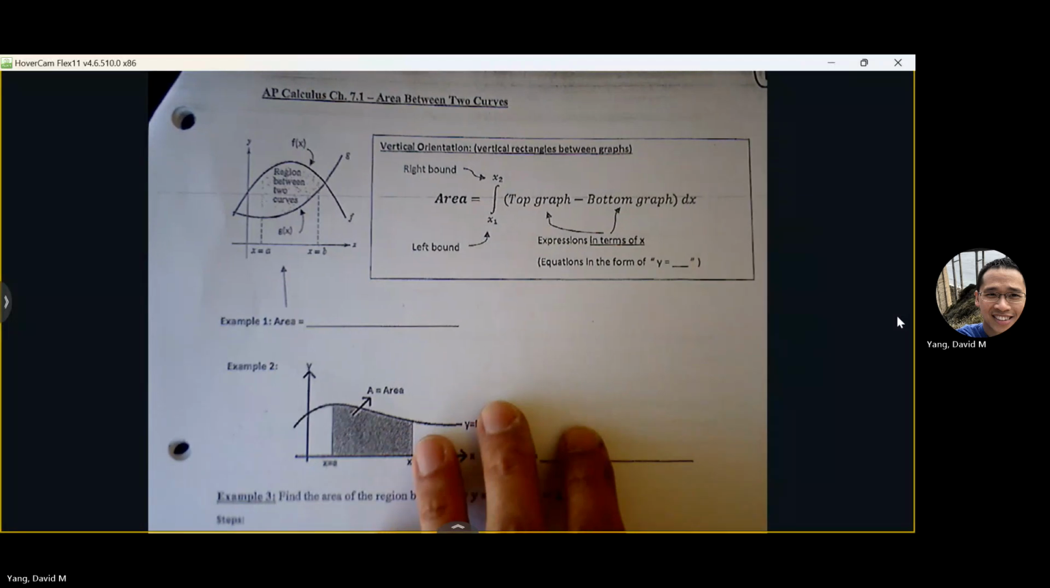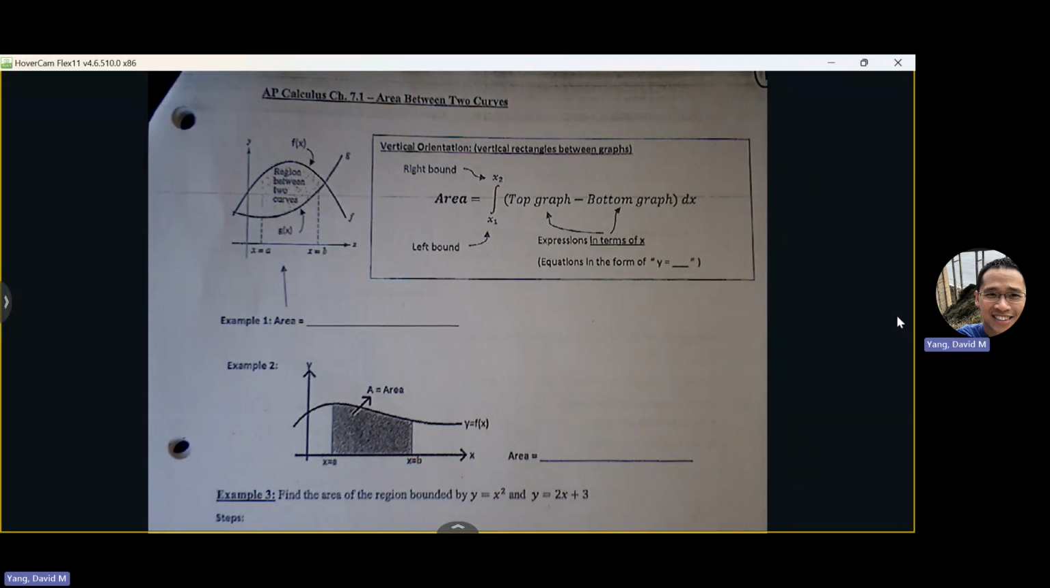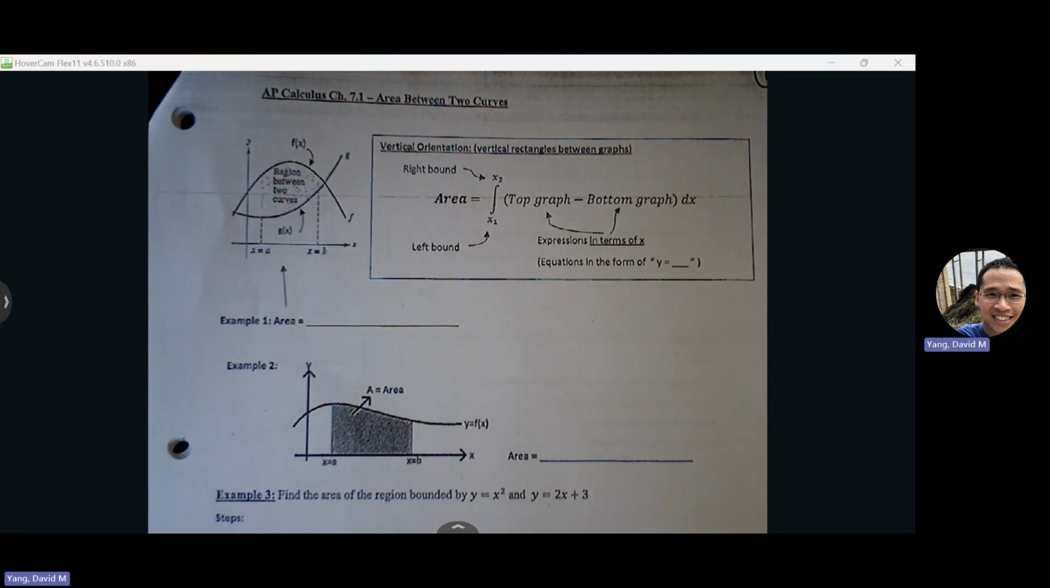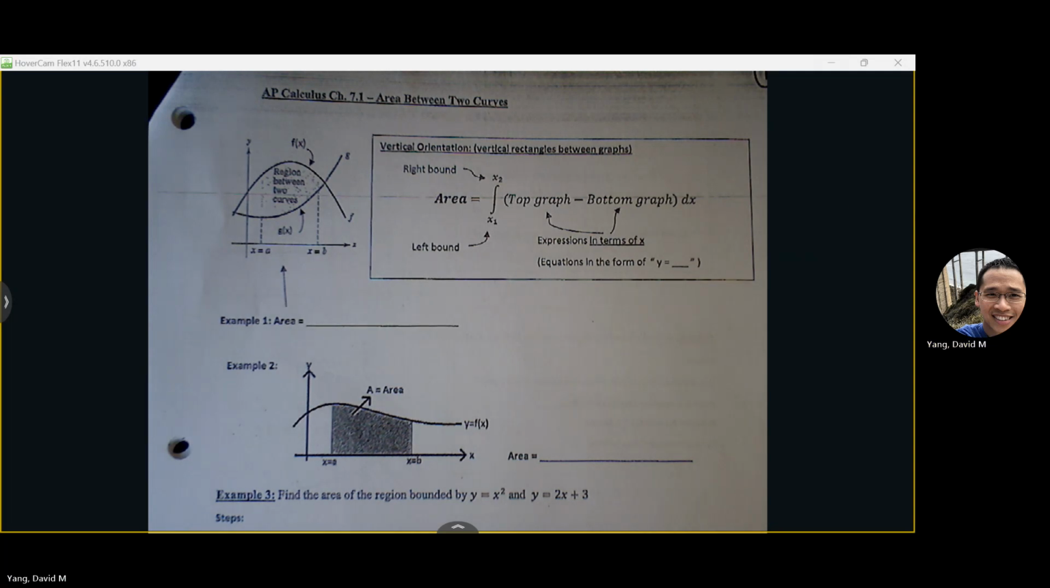Okay. All right, let's look at page 1. Okay. Sorry.